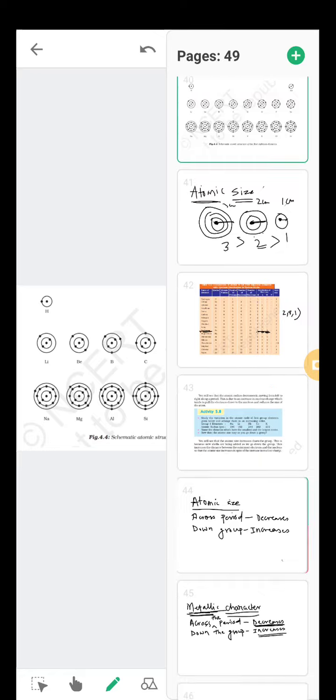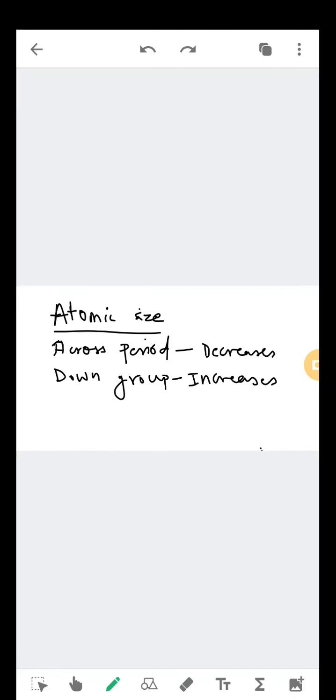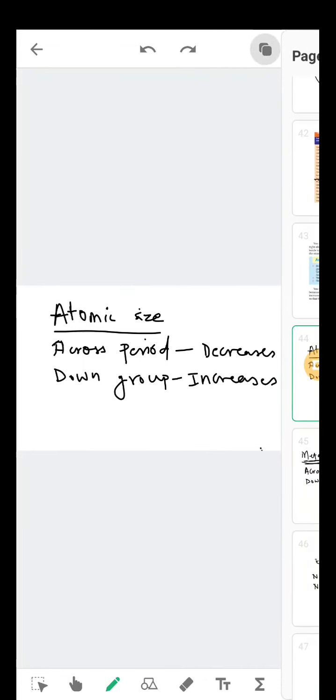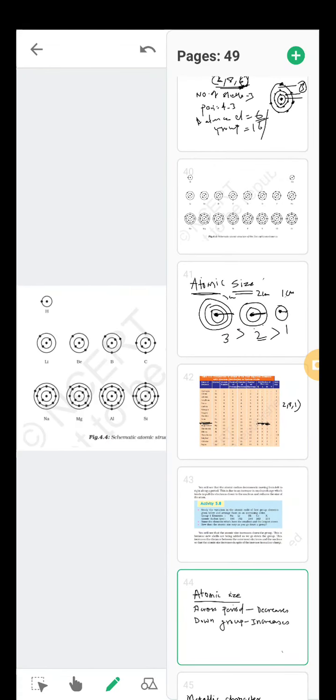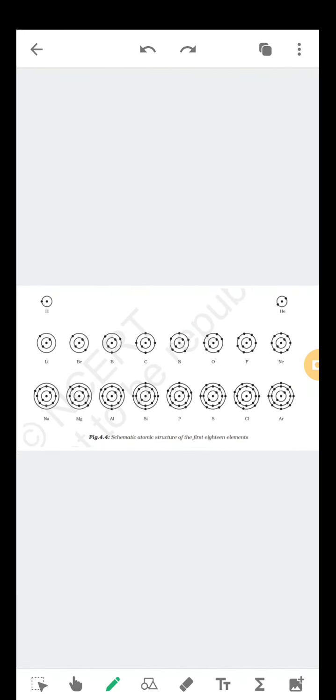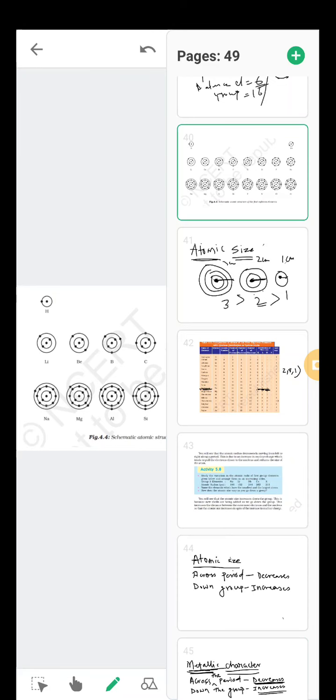So what happens to the atomic size across the period? When you move across the period, from left to right, the atomic size decreases. When you move from top to bottom, the atomic size increases. These are the things you need to remember. Okay, so now you will ask me, what is the reason that when we move from left to right the atomic size decreases? What is the reason? I will just tell you.